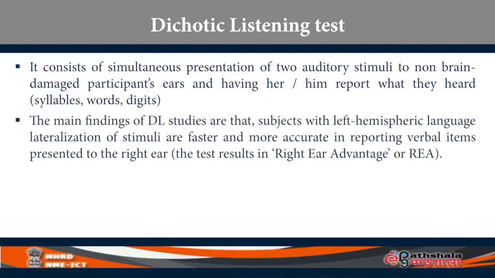Okay. The main finding of dichotic listening studies is that participants with left hemisphere lateralization of the stimuli, that is, if the words are given to the right ear and they go to the left hemisphere, they name them faster. So, even though you are given 25 words here, 25 words here, 20 of the 25 words from the right ear can be reported correctly, and fewer words given to the left ear can be reported correctly. In other words, dichotic listening tests result in what is known as right ear advantage. That is, most of the words given to the right ear will be reported correctly.